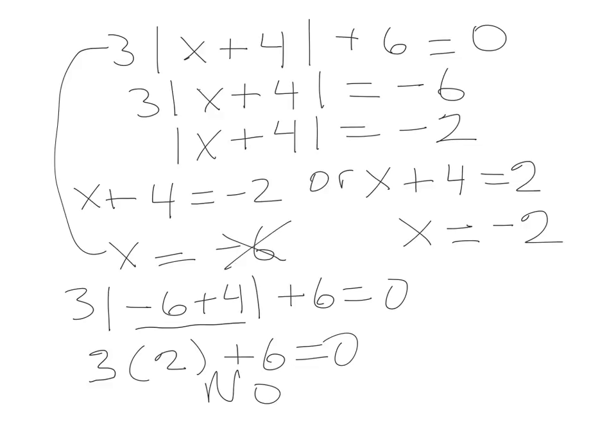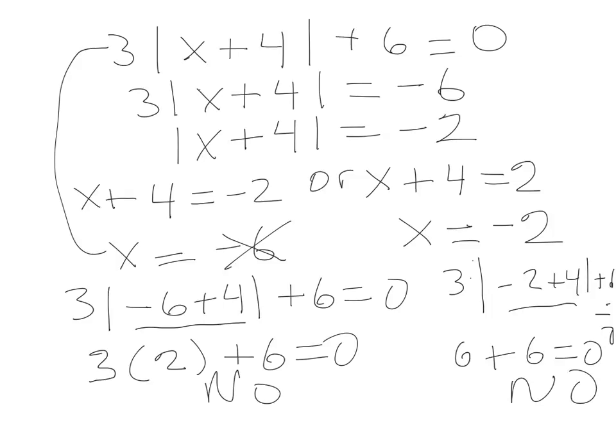Let's try -2. 3 times the absolute value of -2 plus 4 plus 6 should be 0. Whoops, ran out of room there. So -2 plus 4 is 2, times 3 is 6, so I get 6 plus 6 equals 0. No, that one does not work either.